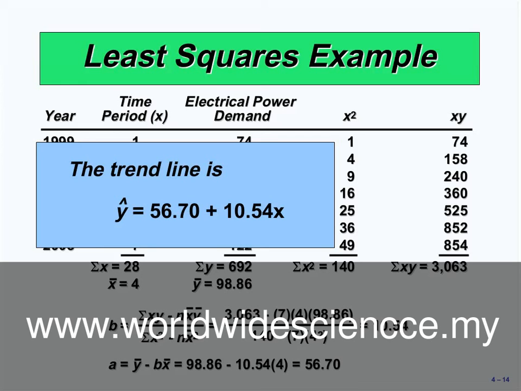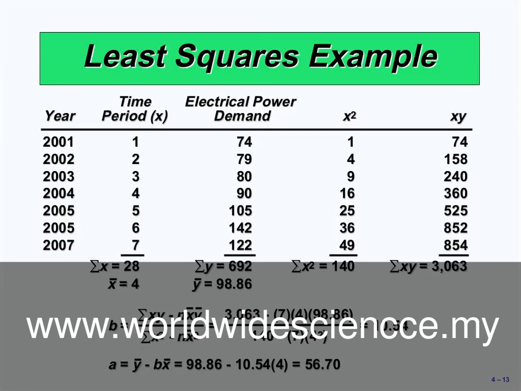X bar equals 4. If you see the formula for B and A, we need X bar, Y bar, sigma XY, and sigma X to the power of 2. X bar is sigma X divided by n. N is 7 here, because we have 7 years. And also sigma Y divided by 7 is Y bar, 98.86.